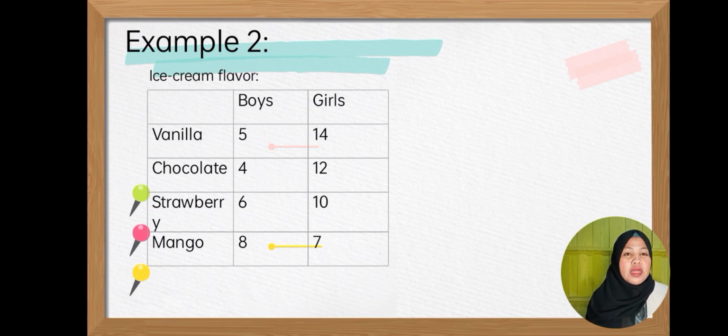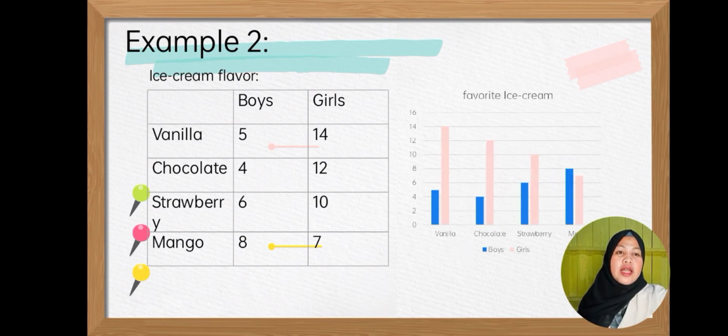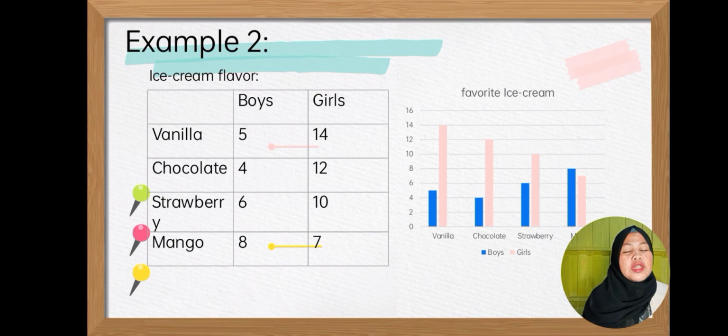So how can we make a double bar graph? First, we need to put in the x-axis yung flavor ng ice cream. And sa y-axis naman is the number of students who like the flavor of ice cream. You got it? Okay.